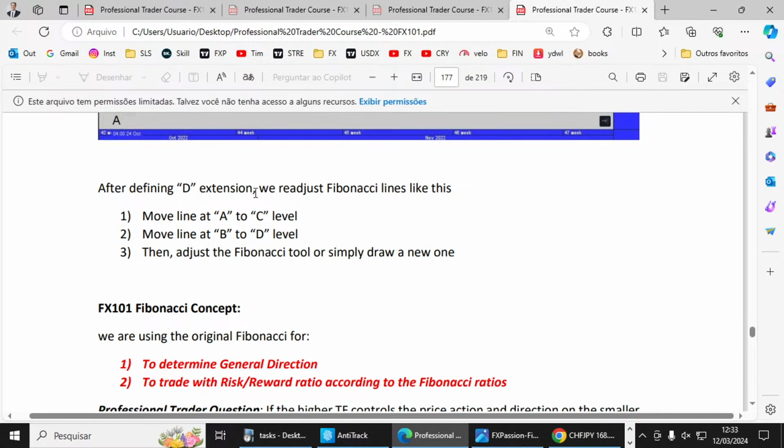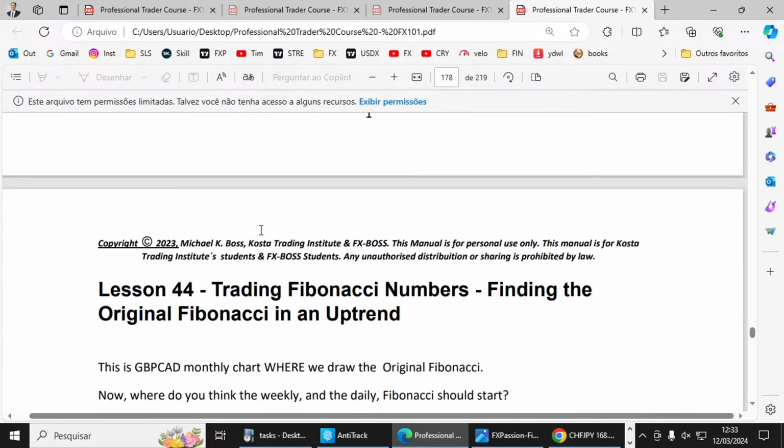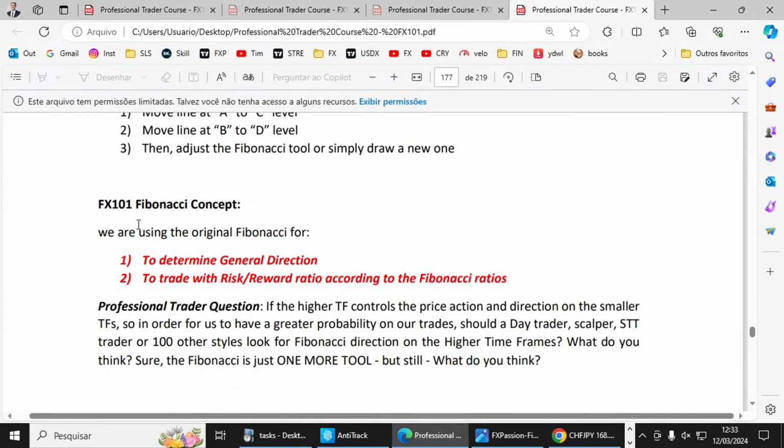So, after defining the extension, we readjust the Fibonacci lines. Okay, so this is when we are going to readjust the Fibonacci, not today. Fibonacci Forex course 101 concept. We are using the original Fibonacci to determine general direction, to trade with risk-reward ratio according to the Fibonacci ratios. Melissa, don't get angry with me, because in the Fibonacci mastery, risk-reward is not an issue anymore. But this is for beginner traders, right? Risk-reward ratio and so on.